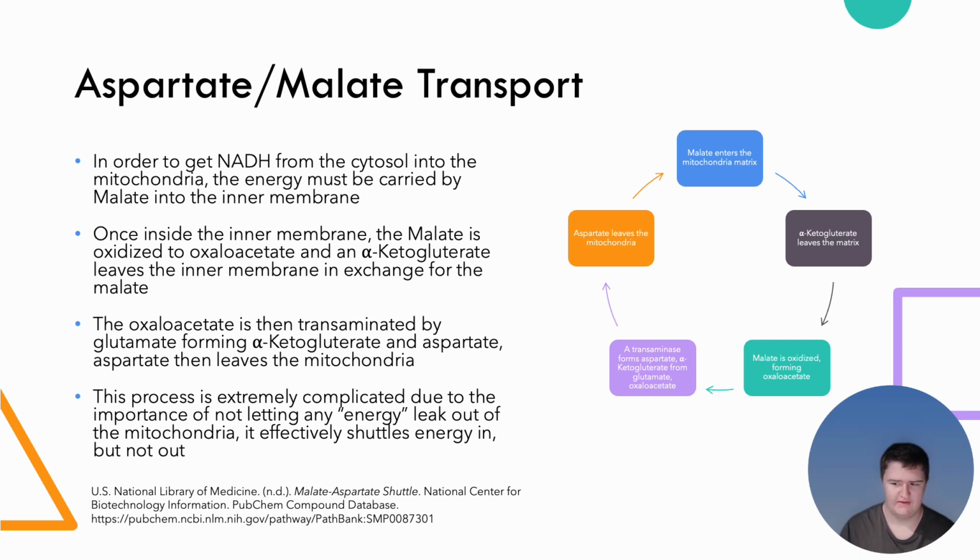The oxaloacetate is then going to go through a transamination reaction with glutamate, and this is going to form an alpha ketoglutarate and an aspartate. The aspartate then leaves the mitochondria, and there we go. You have your NADH energy delivered into the inner membrane of the mitochondria from the cytosol. This is a very complicated process because it's super important that none of this energy leaks out of the mitochondria, right? We don't want our NADH to be able to go back and forth because then we will have the risk of losing all that energy. And so it has a bunch of steps so that we can only shuttle energy in, not anything out.